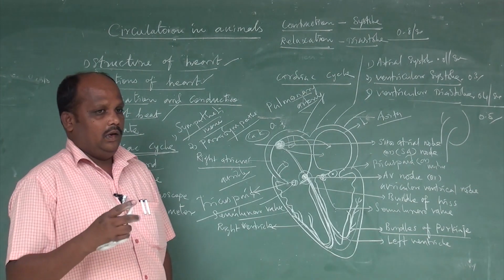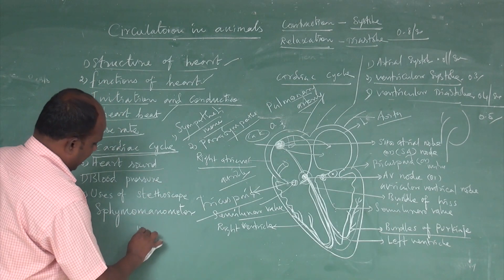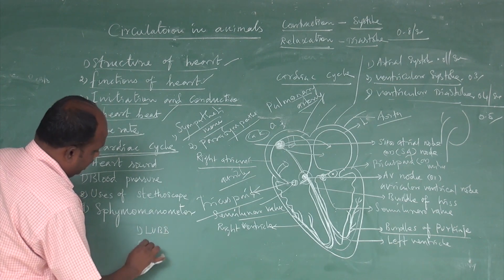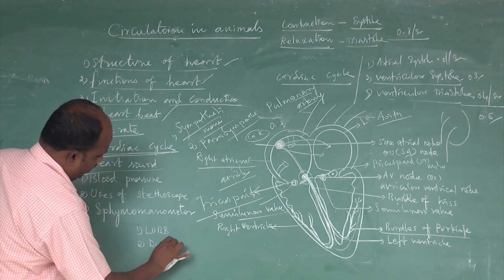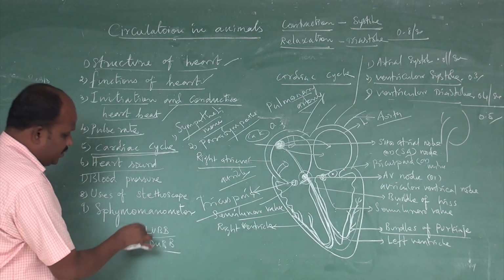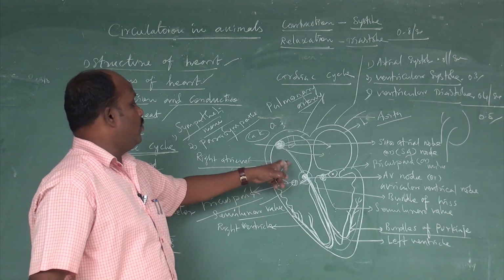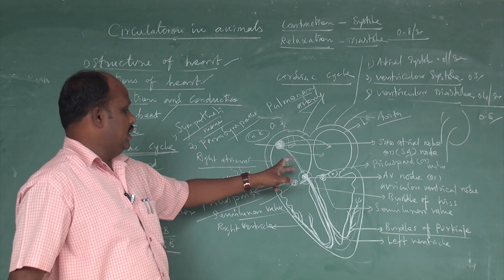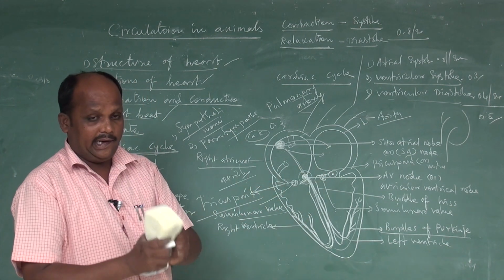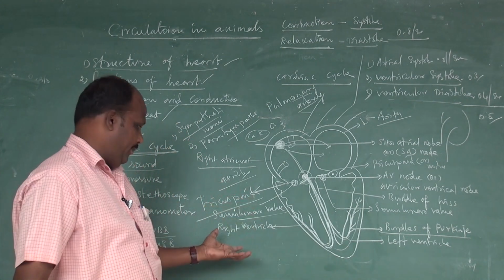The heart produces two sounds. One is the lub sound, L-U-B, and the second one is the dub sound. First, the lub sound is produced by the closing of the atrioventricular valves, the tricuspid and bicuspid. When they close, they produce a long sound, called lub.